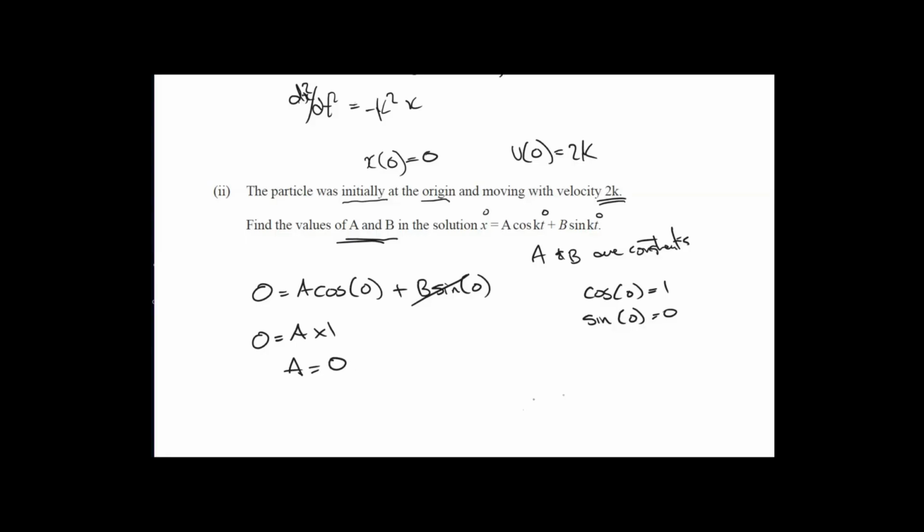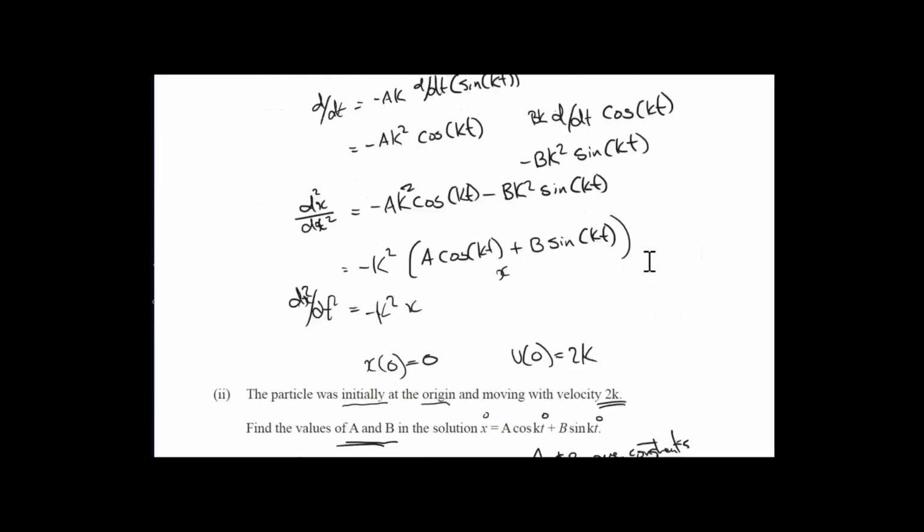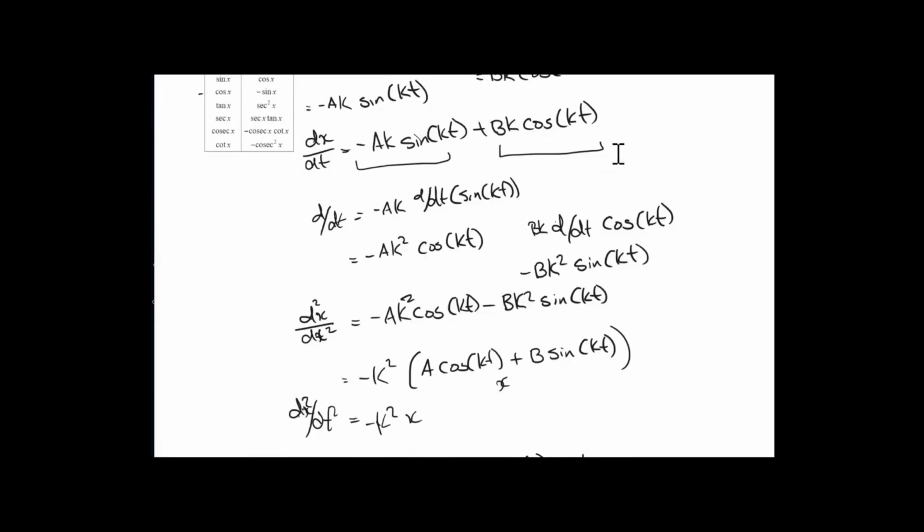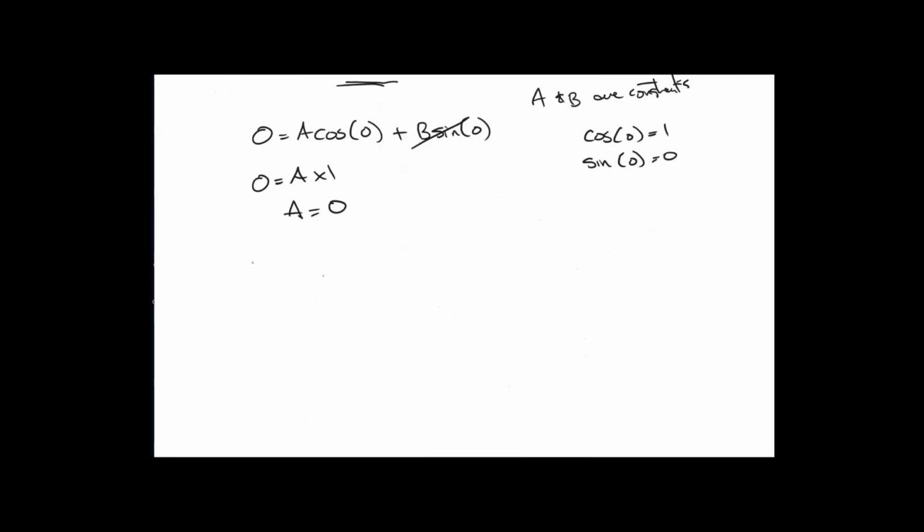That's a done. Now we're told the initial velocity was 2k. Well, we solved for the velocity. It was minus ak sine plus bk cosine. So the velocity at time t is minus ak sine of kt plus bk cosine of kt.